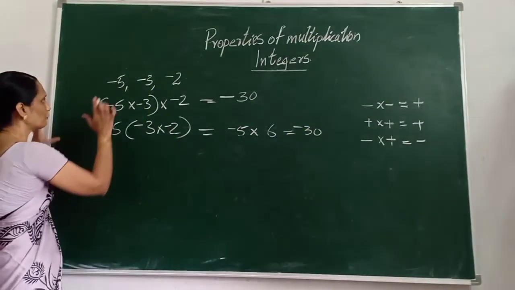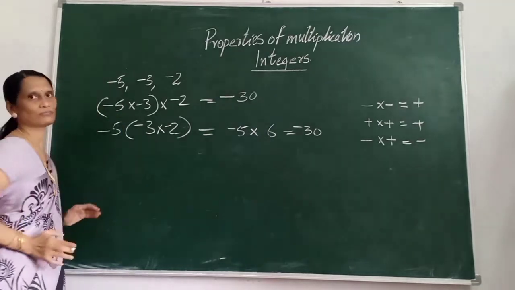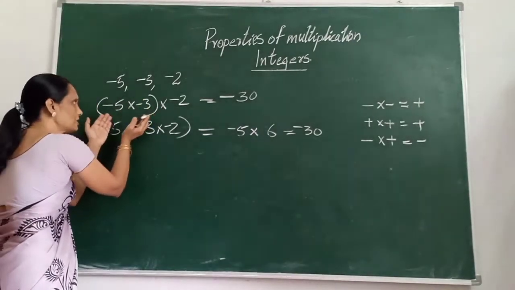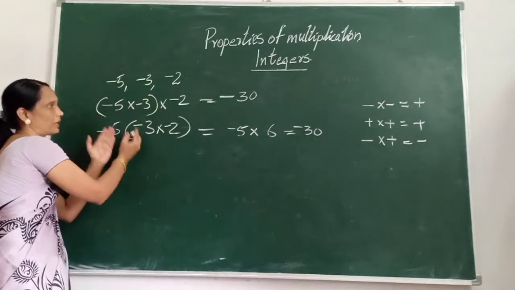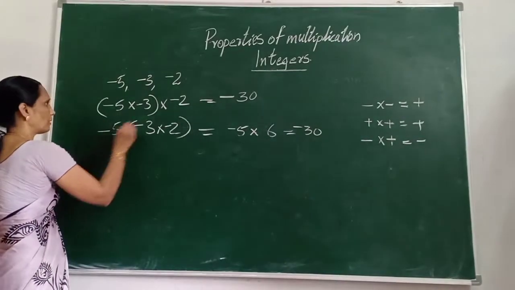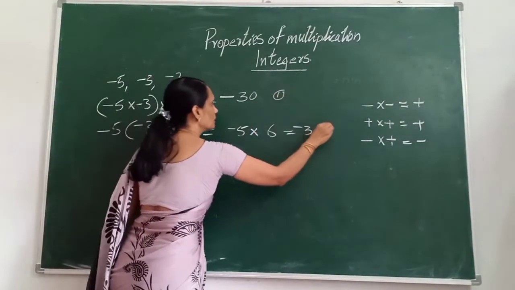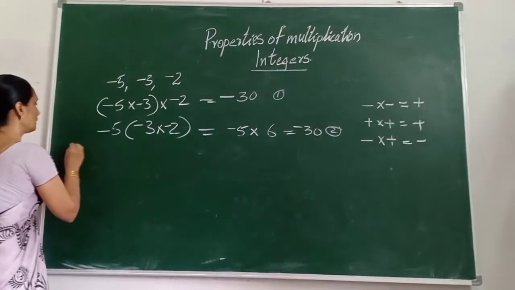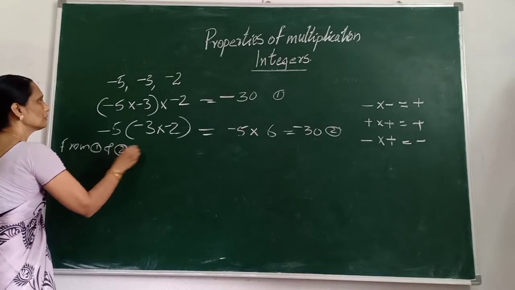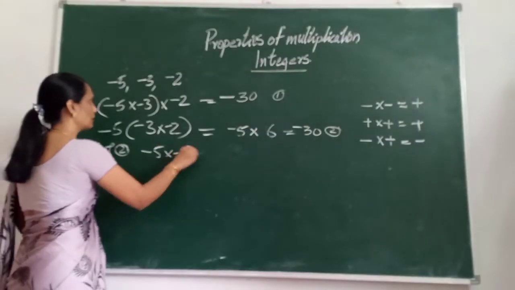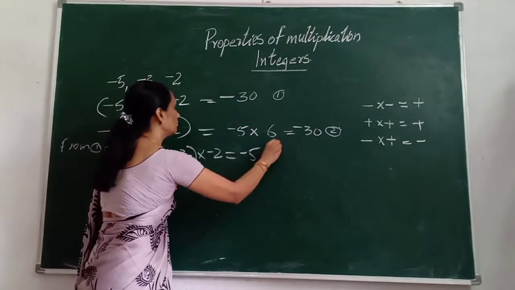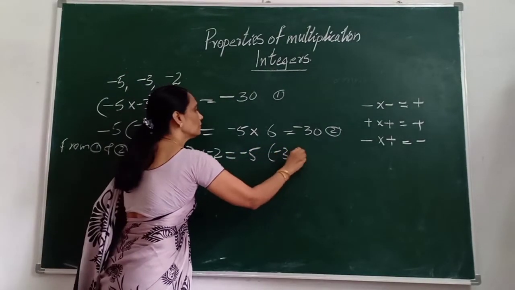So what did you get from this? These two are same, right? What did you understand from these two steps? Even though we change the bracket, we get the answer as same. That means we can write that from 1 and 2, minus 5 into minus 3 into minus 2 equal to minus 5 into minus 3 into minus 2.